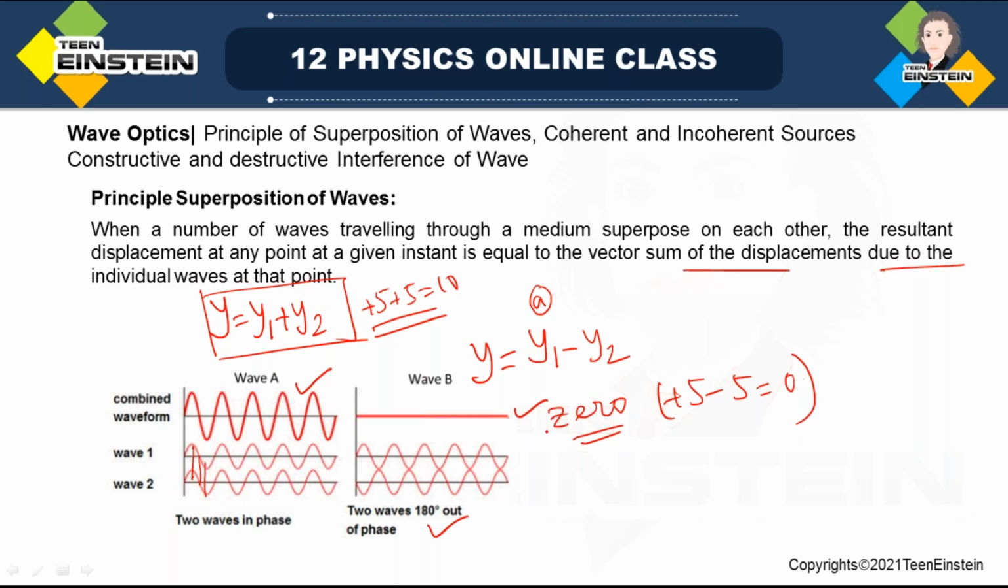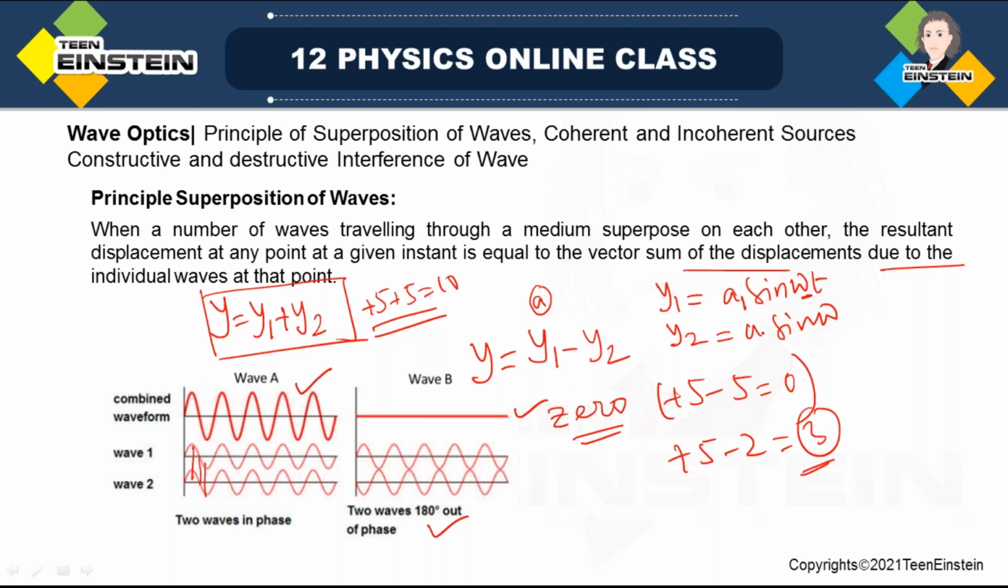That's how I'm telling you 0 over here. Otherwise there will be cancellation. Suppose I have 5 and minus 2, then this will be 3. So in this case the amplitudes of the two waves are the same, or the displacements y1 and y2 have the same amplitude. Like I'll write here a sine omega t, and the frequency also the same, y2 also a sine omega t. So in such a case you will get 0.